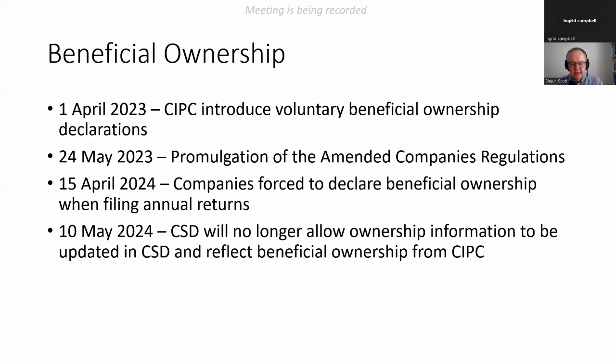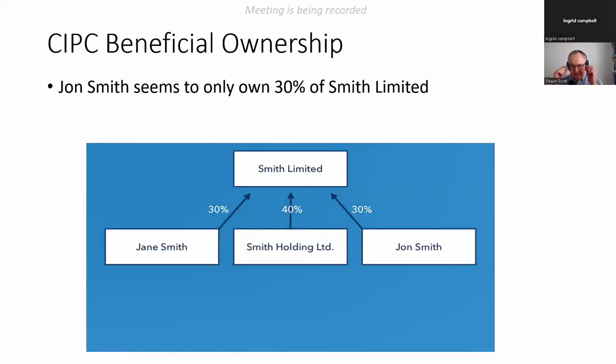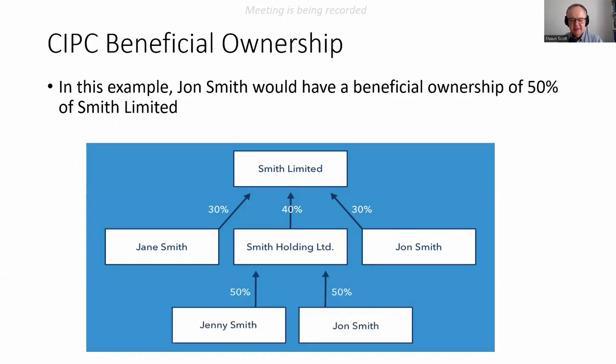Good question. Now, one of the things is why the focus on beneficial ownership, and why is there this focus? This is an example, and I think there are other examples. In this particular one, there are 3 shareholders: Jane Smith, Smith Holdings, and John Smith. Jane and John both own 30% each, and Smith Holdings owns 40%. But if you were to look at the Smith Holdings shareholding, Jane Smith and John Smith own that particular company.